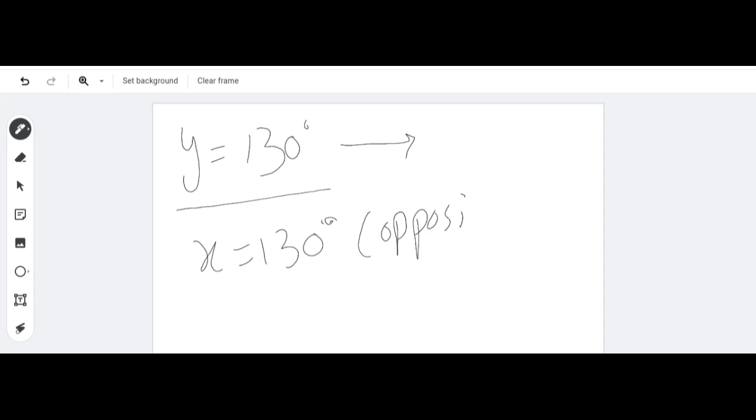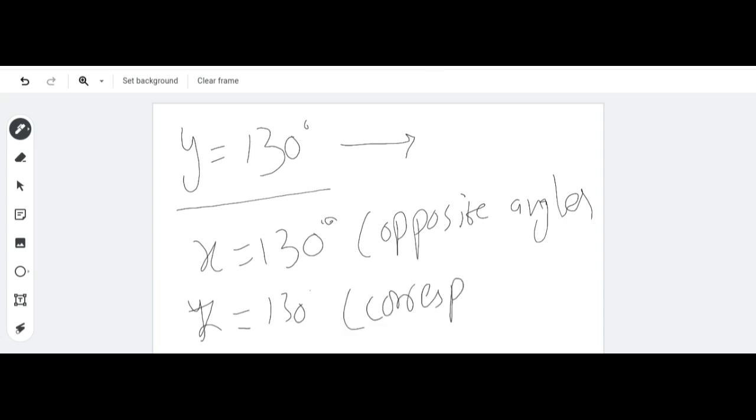opposite angles. Okay, and after that, I write that z is also equal to 130. And why do I write that? Because the reason is the corresponding angles correspond with each other. Okay, corresponding angles. Understood? Yes, ma'am. Any confusion? No, ma'am. Okay.